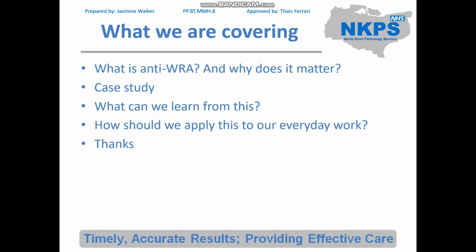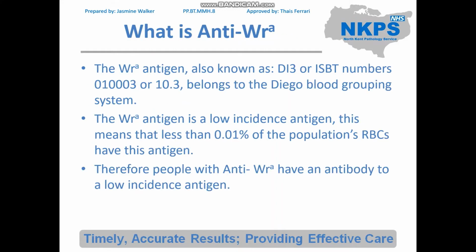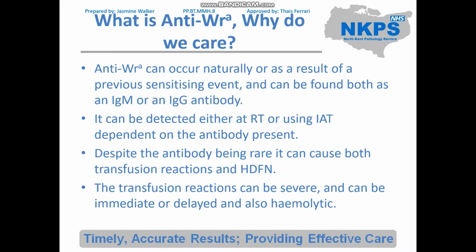So off we go. What is anti-Wra? So the Wra antigen, also known as Di3 or the ISBT numbers 01, 003 or 10.3, belongs to the Diego blood grouping system. The antigen is a low incidence antigen, which means that less than 0.01% of the population's red blood cells have this antigen. Therefore, people with anti-Wra have an antibody to a low incidence antigen.